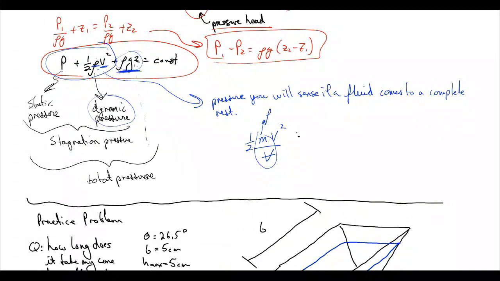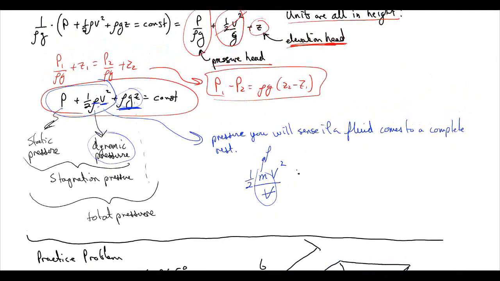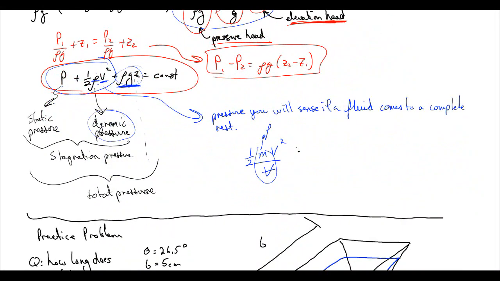But we'll include that later in chapter 6, I believe, where we talk about the energy equation. Great, so this is some vocab, remember. We can talk about pressure head, elevation head, and velocity head if we put our Bernoulli's equation in terms where everything is in terms of height or distance. Or we can rearrange it so that everything is in terms of pressure and talk about static pressure, dynamic pressure, stagnation pressure, and total pressure.